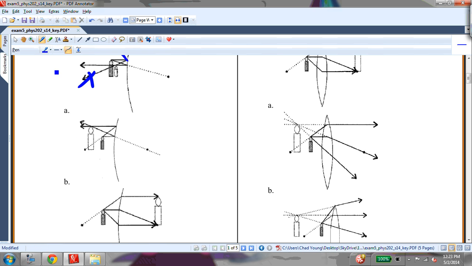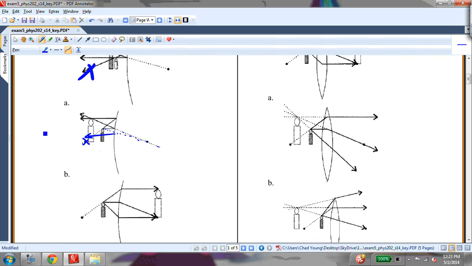And then on this one, parallel to the axis, diverges such that if it were to trace it back, it would go through the focal point. Here it goes through the focal point. Or excuse me, no, that's not right. It should go through this focal point over here. In fact, this isn't really a focal point at all. And then it would go parallel to the axis. So that second one's not right.